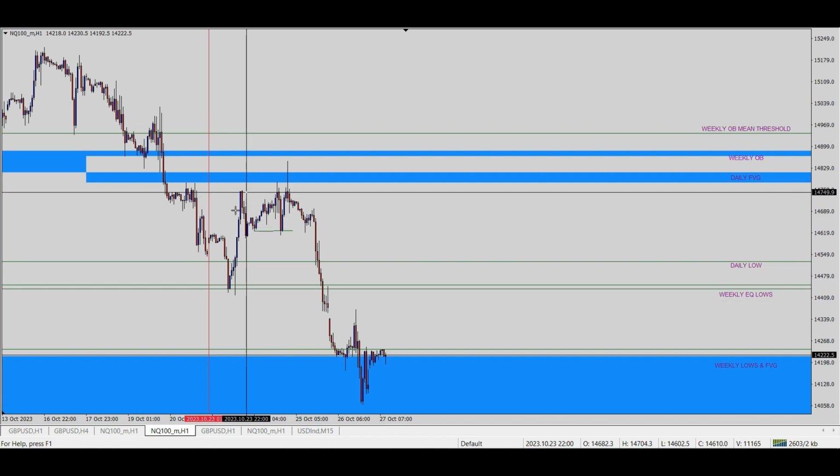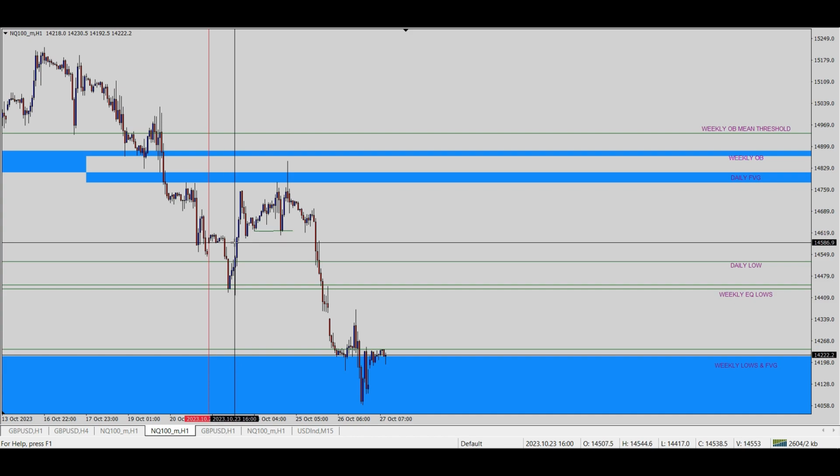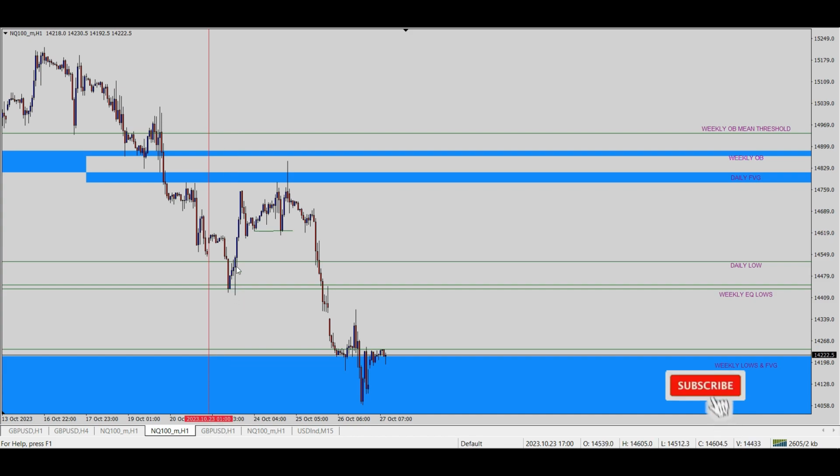We have a displacement. Now the next thing we're looking for is what areas price respected, and now we want to focus on lows. So these are the lows right here. We can see that price has taken out this high, price took out this original highs right here.